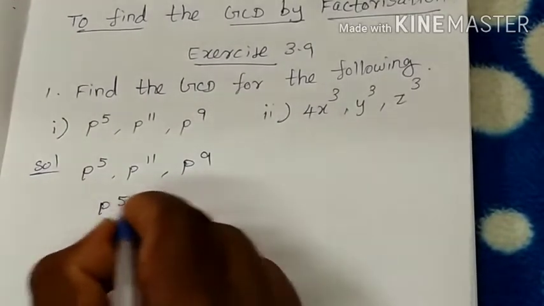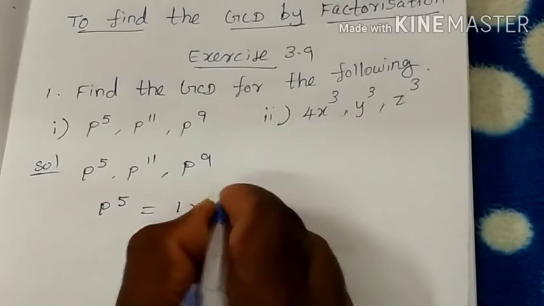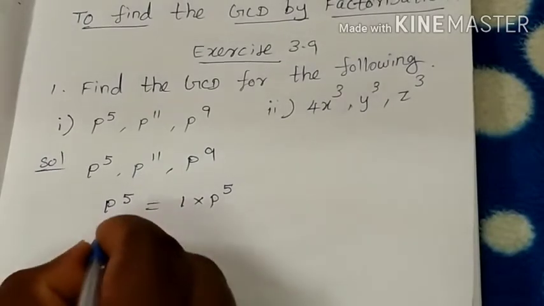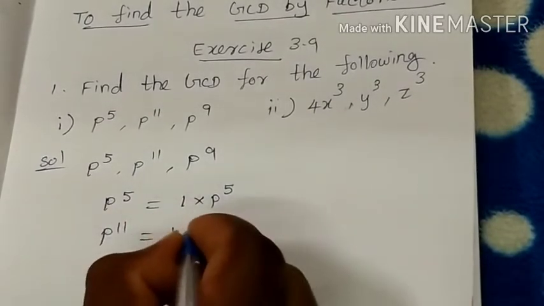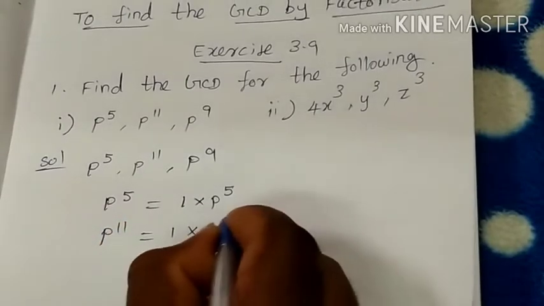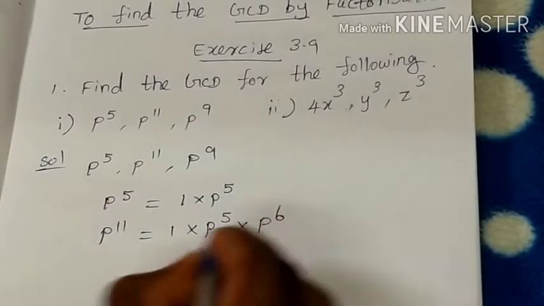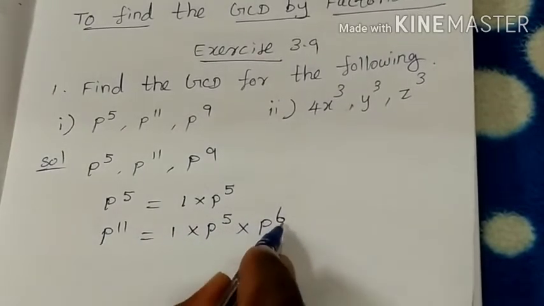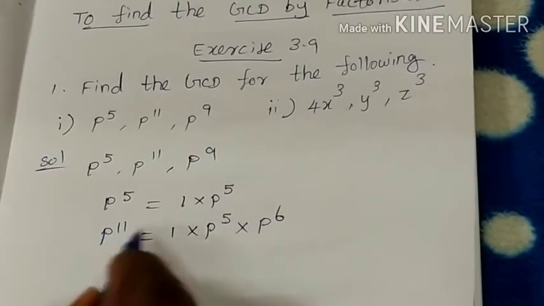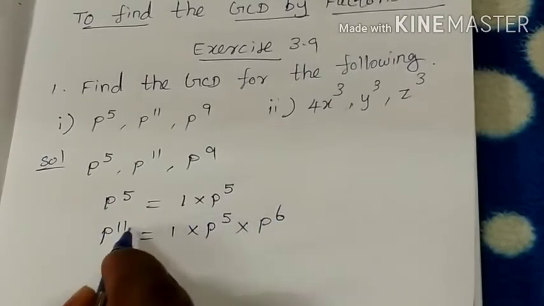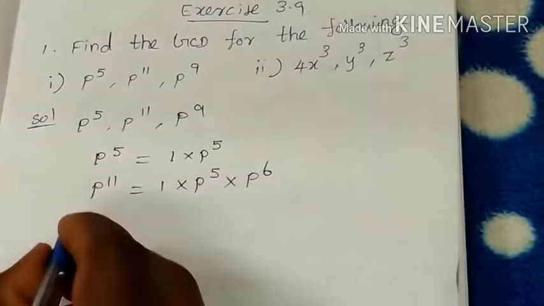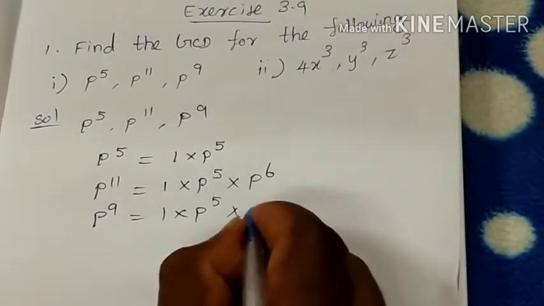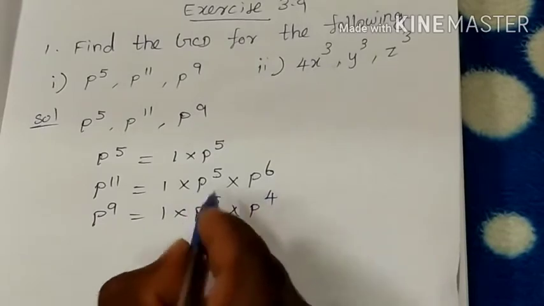So this can be written as 1 into p power 5. 1 is a factor of every polynomial. Then p power 11 can be written as 1 into p power 5 into p power 6. The 11 can be split as 5 plus 6. Using the exponential rule, we get p power 11, since 5 plus 6 is 11. Have you understood? Then p power 9 can be written as 1 into p power 5 into p power 4, the remaining is 4, and 5 plus 4 is 9.